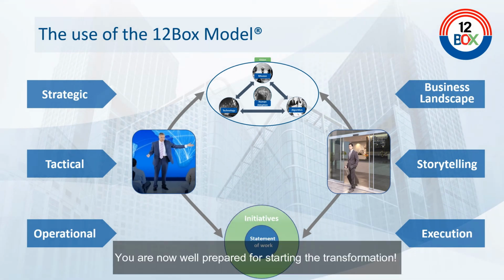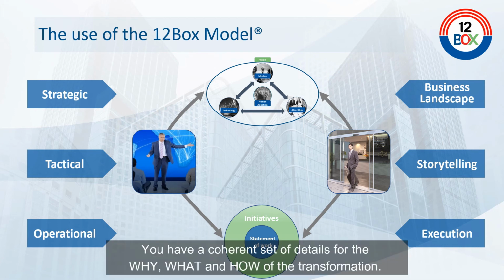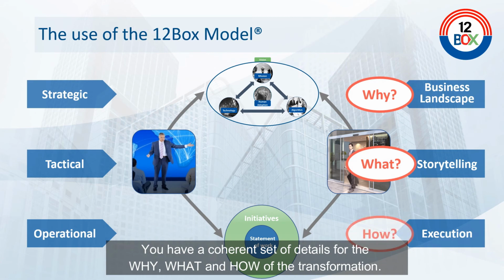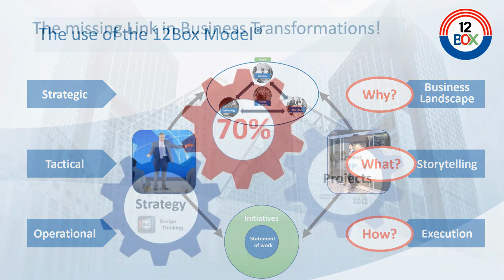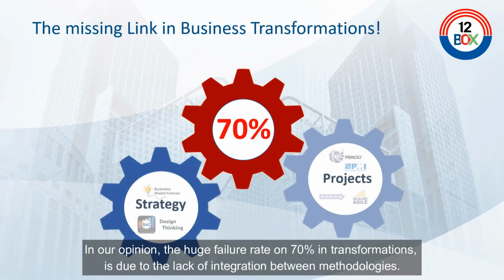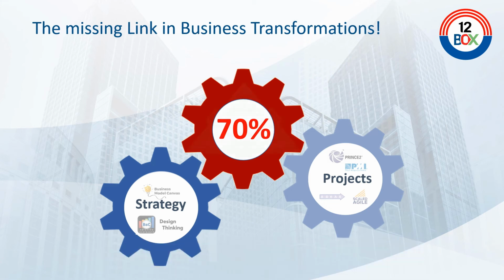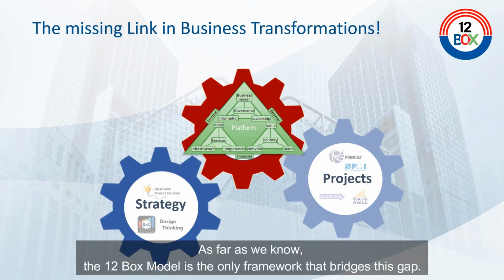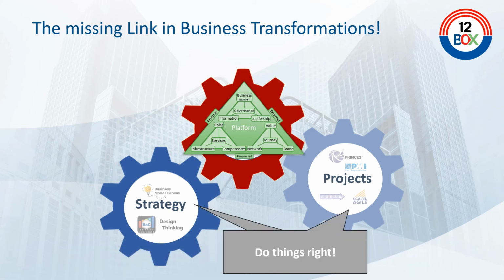You are now well prepared for starting the transformation. You have a coherent set of details for the why, what, and how of the transformation. In our opinion, the huge failure rate of 70% in transformations is due to the lack of integration between methodologies. As far as we know, the 12-box model is the only framework that bridges this gap.